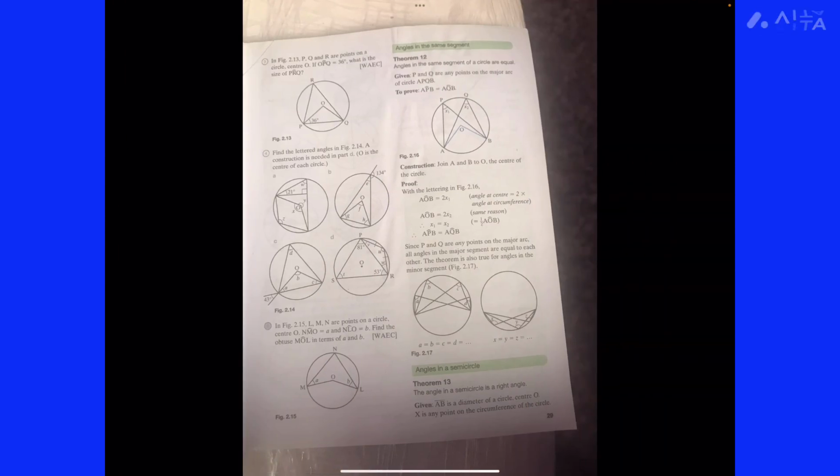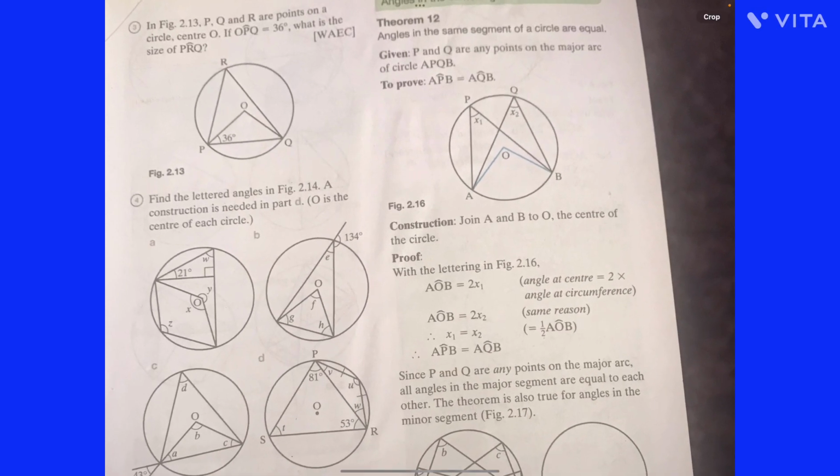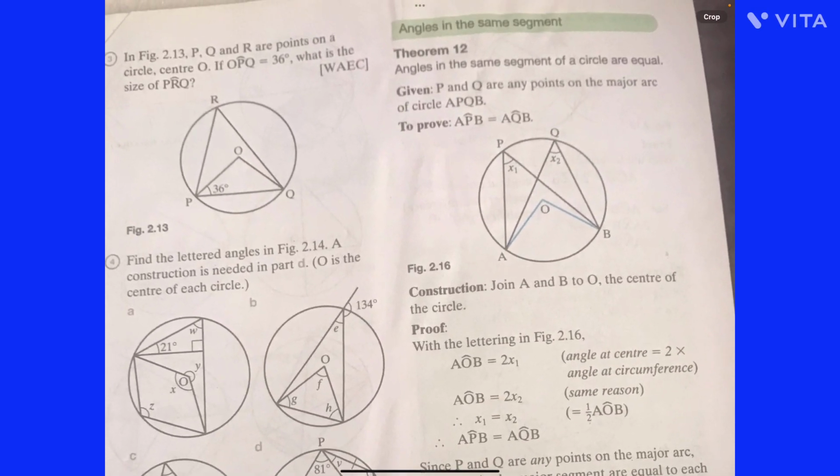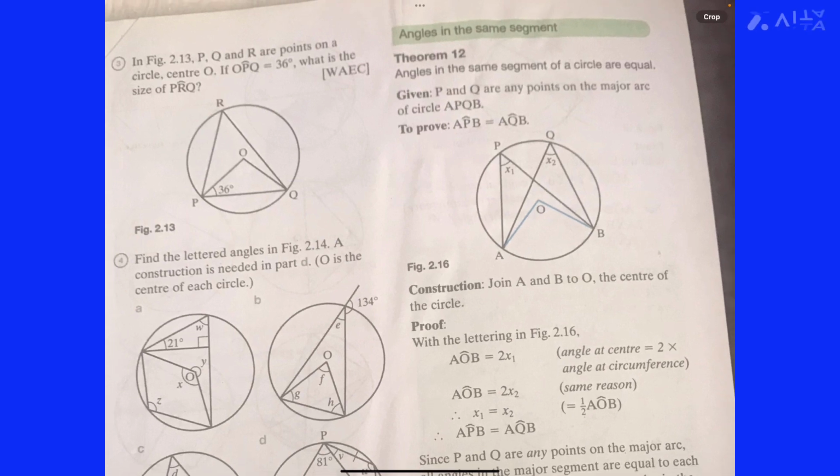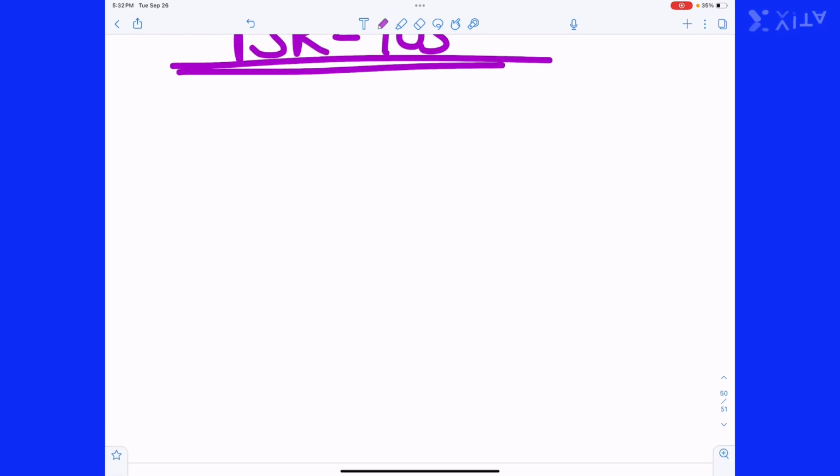Let's now go to question 3. In question 3, we have to find the size of PRQ. 36 is there, POQR. Okay, I think I'm going to have to be fast. It's a long exercise.